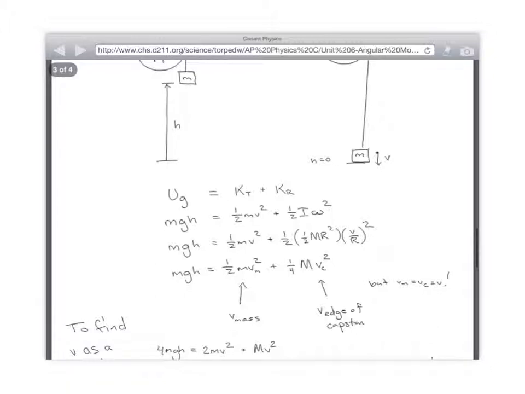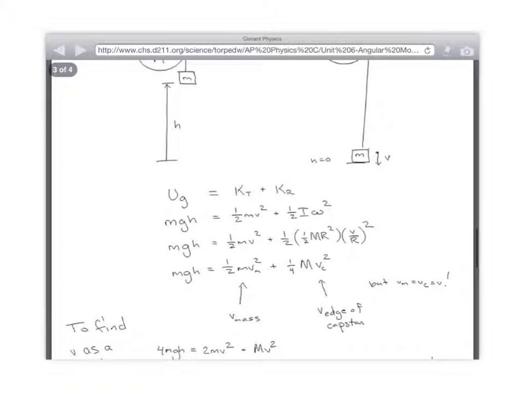Yeah. So you know that this thing is falling, right? You also know that this capstan is spinning. But you also know that the rate at which the mass is falling is equal to the velocity of the edge of the capstan. Which means you can relate the 1/2 mv squared and the 1/2 I omega squared, because omega is just v divided by the radius. Got it?